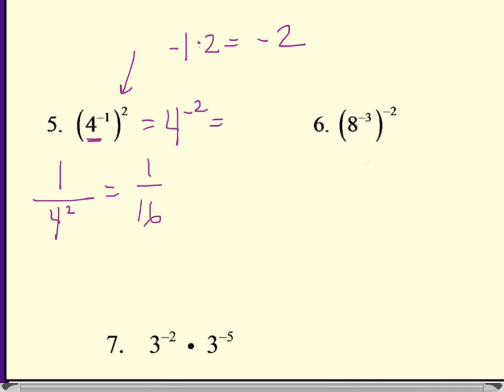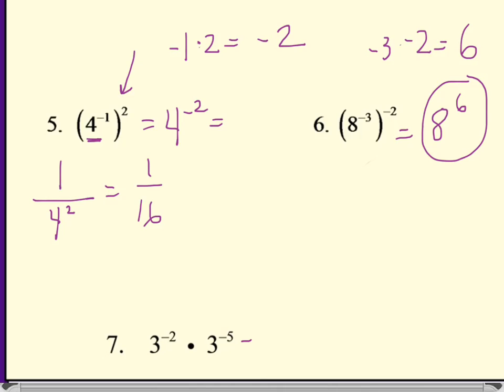Okay, same thing here. We have a power over power. So I'm going to do the same thing here. Negative 3 times negative 2 is equal to positive 6. Okay, so instead of having 8 to the negative 3 raised to the negative 2, I just have 8 raised to the 6th power. Actually, I'm going to leave it right there because that number is going to get too large if I try to evaluate it.